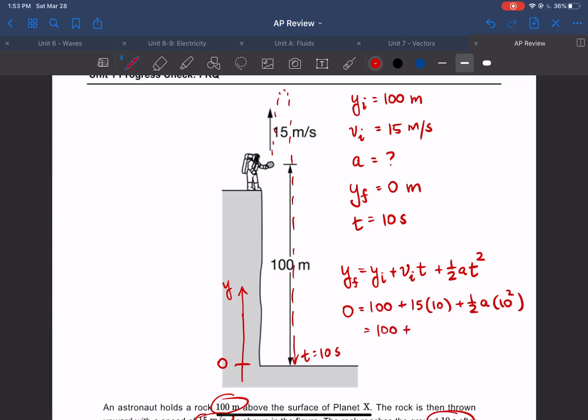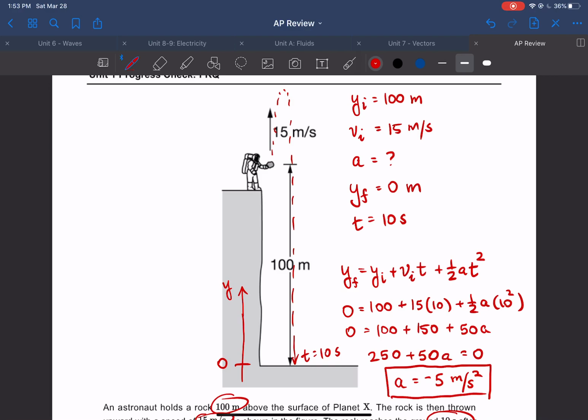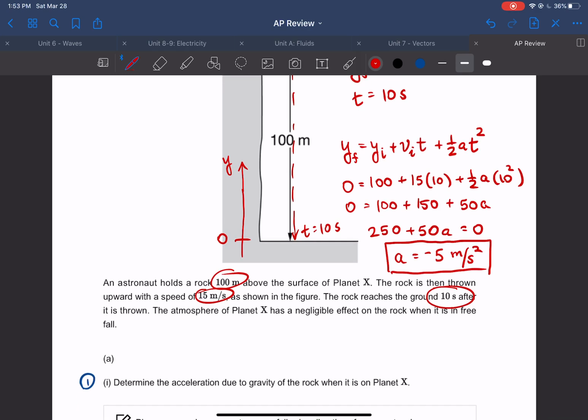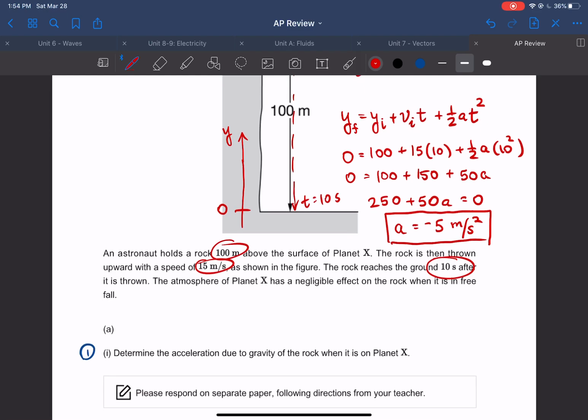So if we simplify this a little bit, we'll get 50a for this last term. So we'll get 250 plus 50a equals 0, and that gives us an acceleration of minus 5 meters per second squared. And that minus 5 just tells us that the acceleration is downward, which makes sense. All right, so question A, part 1, our answer is minus 5 meters per second squared, and that was worth 1 point on this problem.